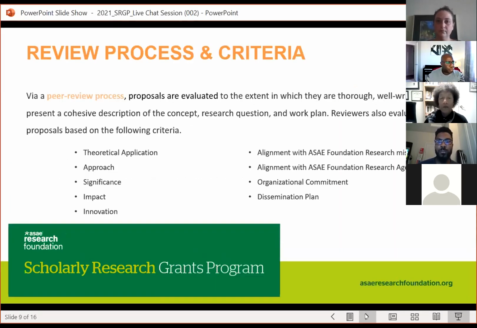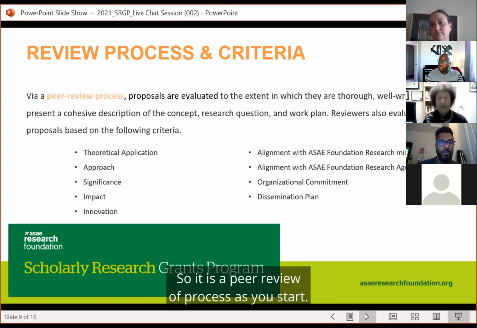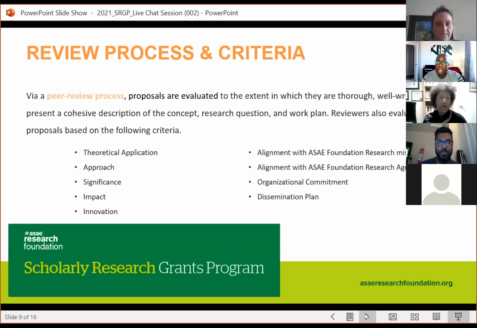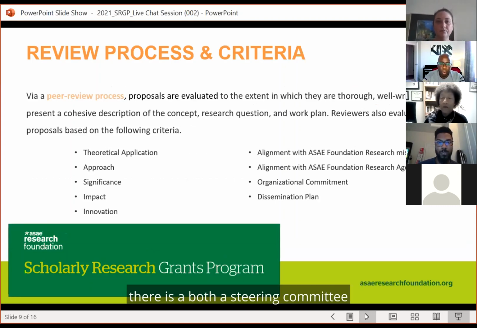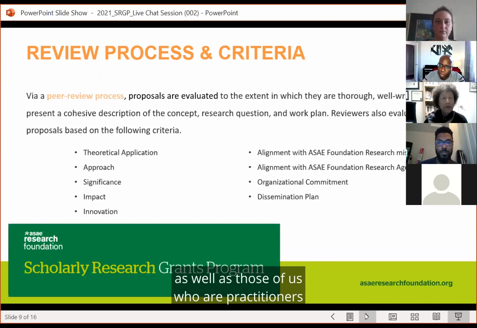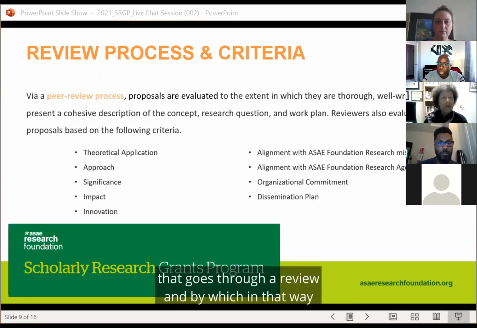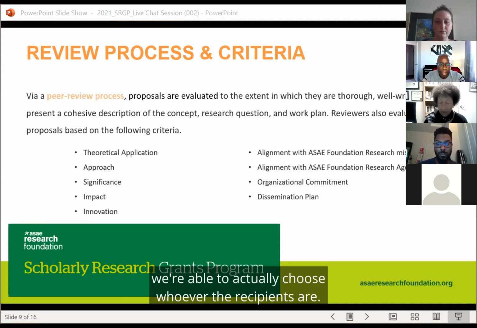Next slide. In terms of the review process, it is a peer review process, as Andrea said at the beginning. There is both a steering committee and a review committee. Of peers, we have people who are academics as well as those of us who are practitioners and run associations day to day, who are involved in actually reviewing these proposals. In that way, we're able to choose whoever the recipients are.